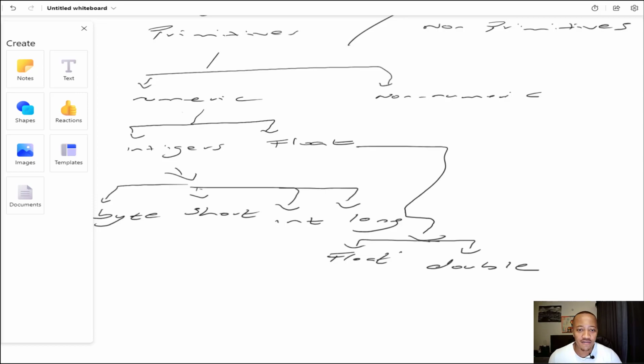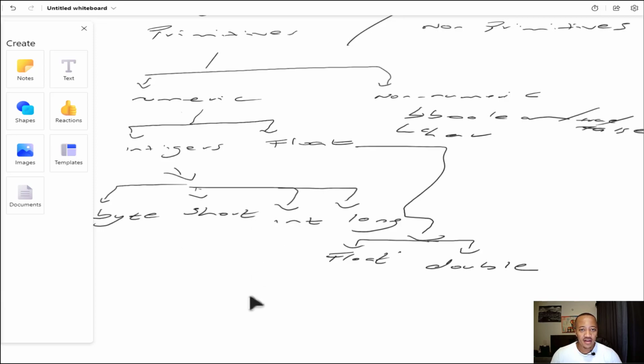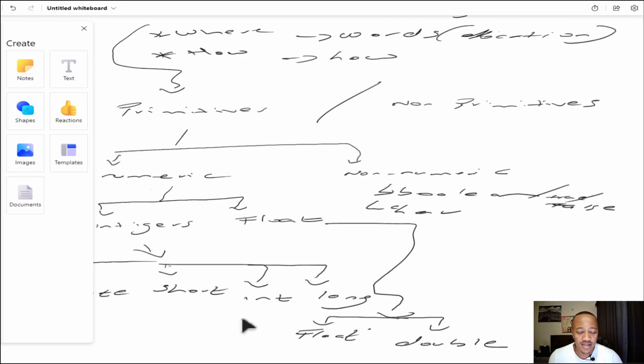Now for non-numerical values, we have two. We have your Boolean, which is your true or false. Then you have your char, which stores your alphabet, your numerics, your special characters, but in singular. Okay? Then we have the non-primitives.